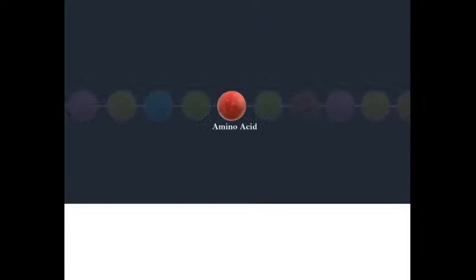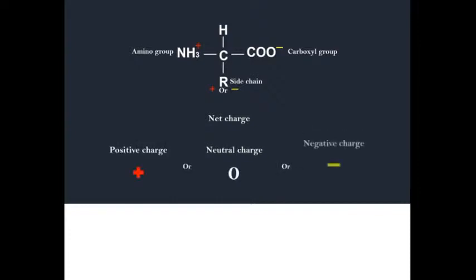Proteins are large biomolecules, consisting of one or more long chains of amino acid residues. Amino acids are organic compounds that contain amine and carboxyl functional groups, along with a side chain specific to each amino acid. Depending on the pH of their environment, the amino group can be protonated and become positively charged. The carboxyl group can be deprotonated and become negatively charged. And the side chain of some amino acids can become positively or negatively charged due to the gain or loss of protons. So, the net charge on the molecule can be positive, neutral, or negative.